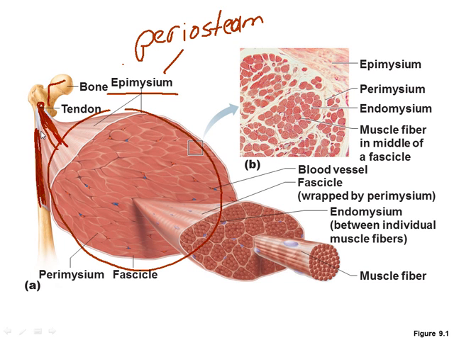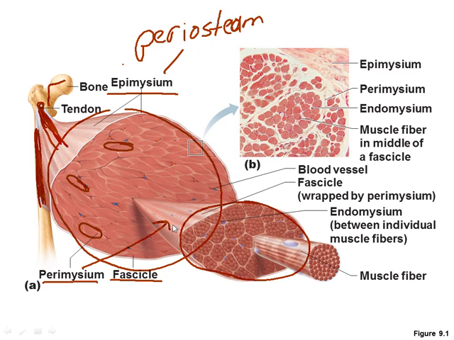Now, a muscle is basically just a set of smaller units. So this whole thing is a muscle. Inside that muscle, you have these little divisions that are called fascicles. So this whole thing is a fascicle. The connective tissue around the fascicle is called the perimysium. So this tissue here around the fascicle is perimysium.